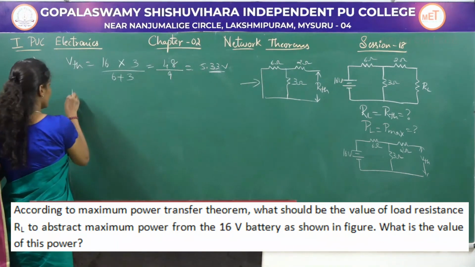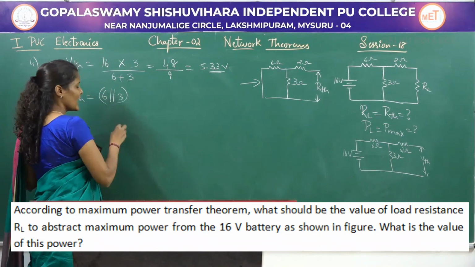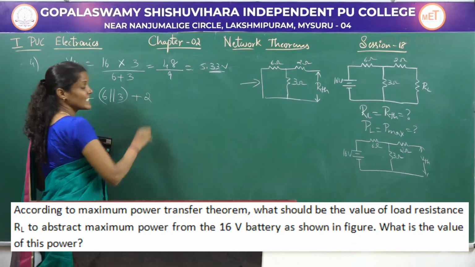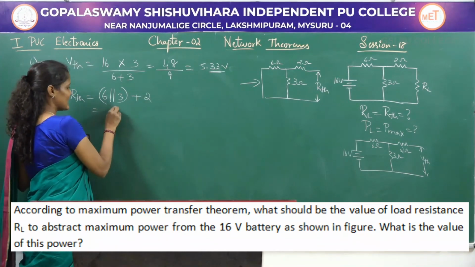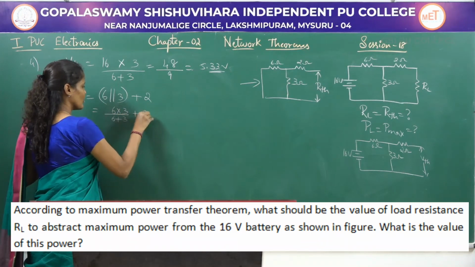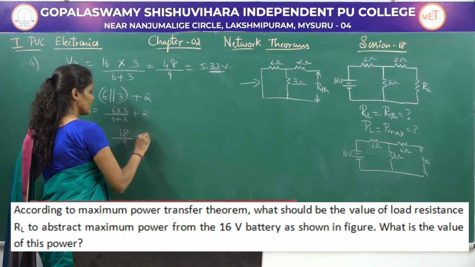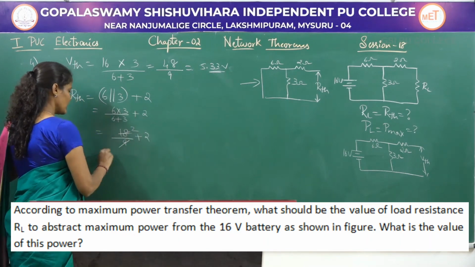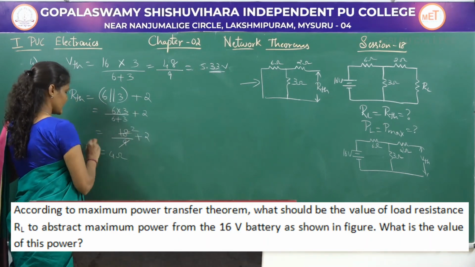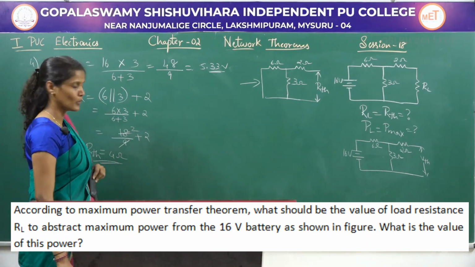So R Thevenin is equal to 6, which is in parallel with 3, and that combination is in series with 2. So 6 into 3 divided by 6 plus 3 plus 2. 6 threes are 18 divided by 9, plus 2. 9 ones are 9, 9 twos are 18. So 2 plus 2, which is equal to 4 ohms. So R Thevenin is equal to 4 ohms.